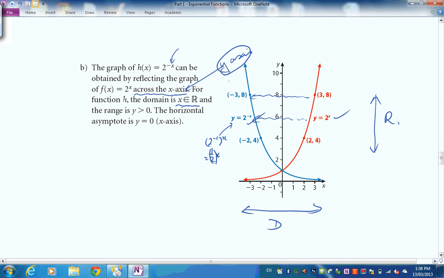So the range is still the same. Range is y is greater than 0. And the horizontal asymptote is also still the same under this reflection. All right. Let's try to recall some of this stuff in transformations.